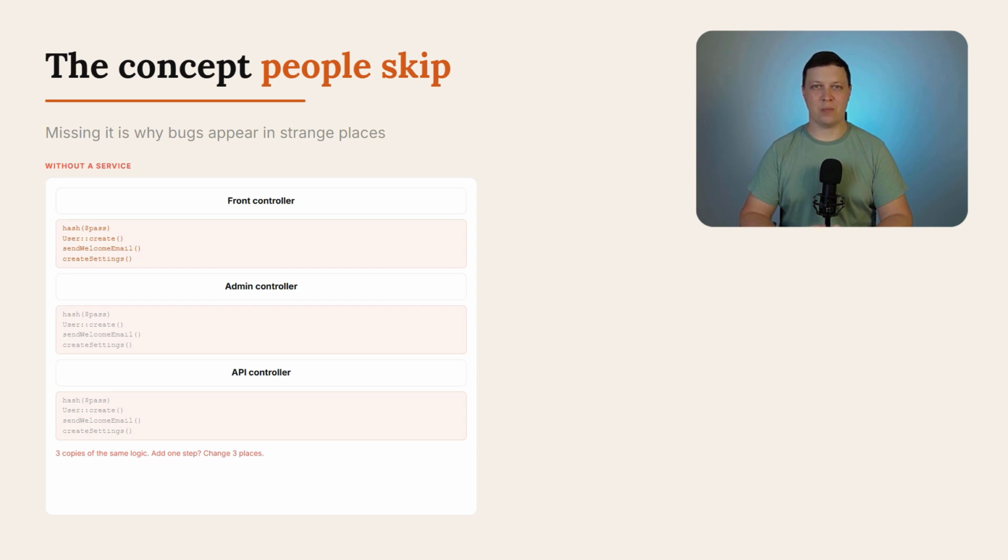You could move the logic into a model, write a method in user model, call it from all 3 controllers. Better. But a model has its own responsibility, working with data for a specific entity, users in this case. When the user model starts containing email sending logic, account setup, balance handling, it bloats and loses focus. Over time, everything gets thrown in there.